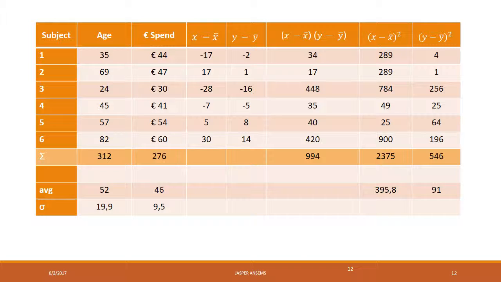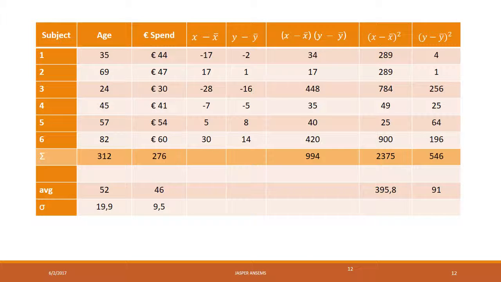Then we're going to go to the next column, which is x minus the average of x to the power of 2. So minus 17 to the power of 2 is 289. And we did that for the entire column. We also did that for y. So for the first subject, minus 2 to the power of 2 is 4. And we added those up as shown in the table.